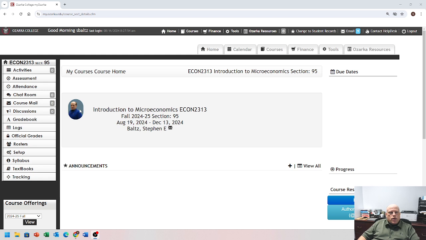Now, in addition to what I've already explained here on the main course page, there are also some navigation links over here on the left-hand side of the page. It starts with activities and goes all the way down. There's several links there. They're all in alphabetical order. I will show you the activities page in just a little bit.